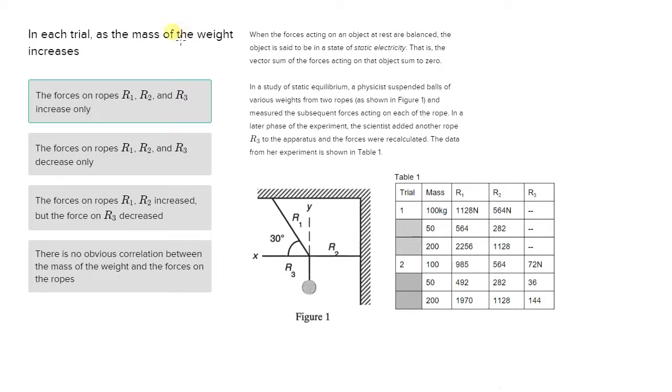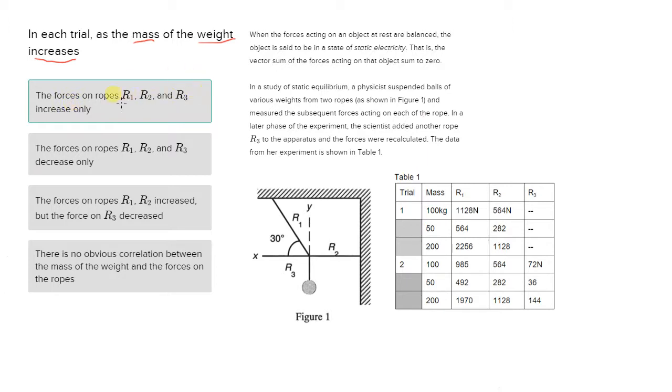Now, this question is asking us to look at the trends in the forces in the data. As the mass of the weight increases, what happens to each of the forces on the ropes? This is similar to one of the previous problems on this passage, but it's a little bit different because it's asking just about in general as mass increases. So what we need to do, as always with these sorts of questions, is go through each of the answer choices and see what makes sense.